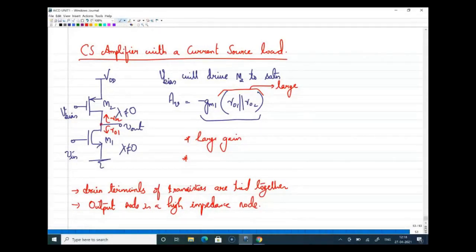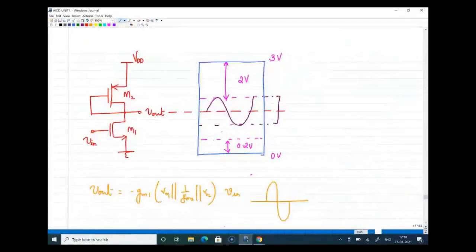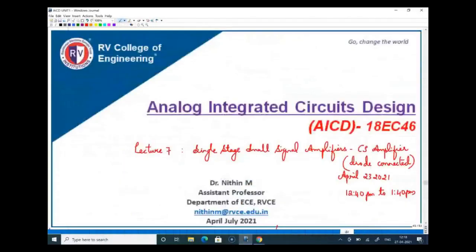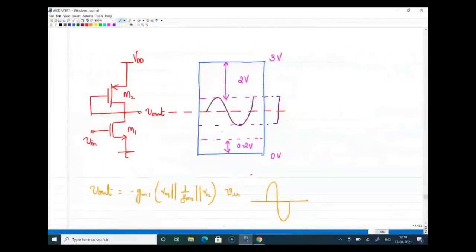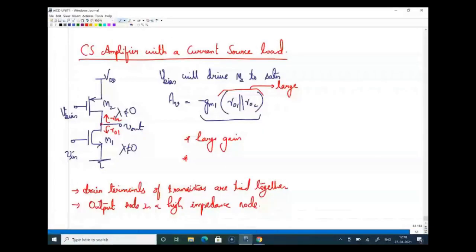If you look at the previous cases, we said the output node is low impedance. Did I say that before? Yes, the output node is low impedance because you can see one source and one drain. The resistance seen at the source is always smaller. So if a source and drain are tied together at the output node, then the output node itself will be a low impedance node. But in this case, two drains are tied together. That is why the output node is a high impedance node. Large gain is one thing. High impedance output node is another observation of the circuit.